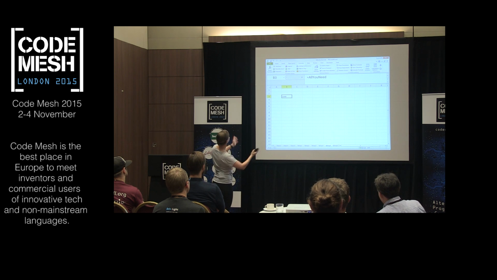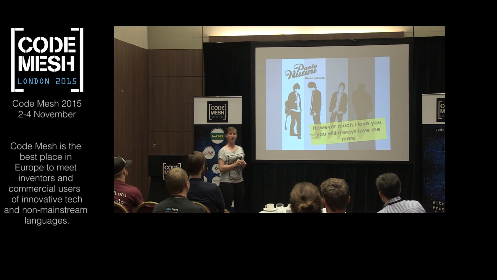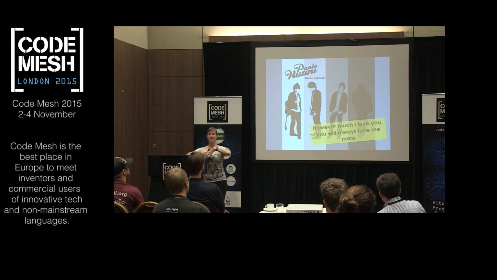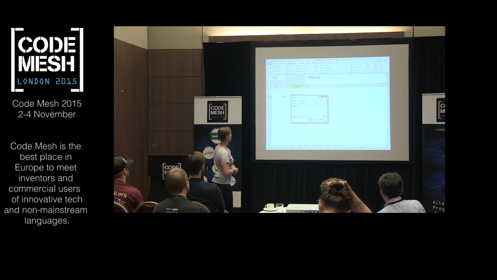It's a pity that the Beatles never got to see this. Well, at least maybe still 2 of them. There are other songs also that we can turn into magic Excel poetry. For instance, there's this wonderful song by Paolo Nutini. It has a line in it, however much I love you, you will always love me more. Well, let's bring that to a spreadsheet.